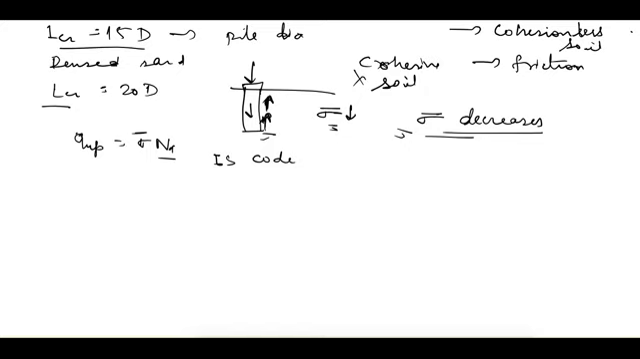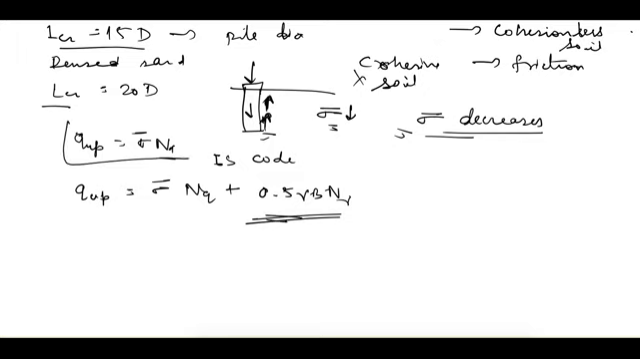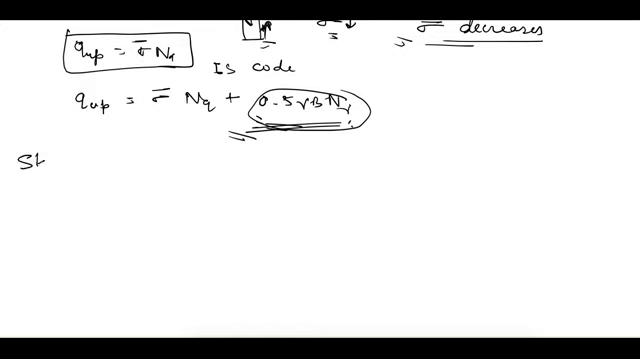So these values are given using the IS codes, and this equation Qup, if we are using the IS code, is given as sigma Nq plus 0.5 gamma B gamma. So the IS code also includes this term. This is just for knowledge. If nothing is given, then obviously we will use this equation, not this one. But if someone asks whether it is included in the IS code, then yes, this term is also included in the IS code. Now let's see the next part, that is skin friction.